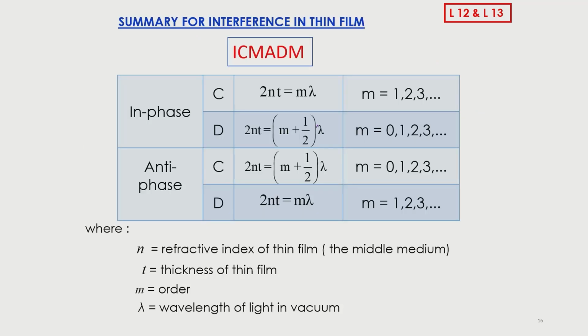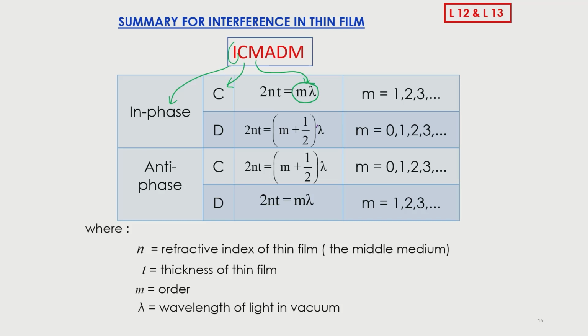Summary for interference in thin film. You can use IC MADAM. I is for in phase, C is for constructive, M is for m lambda. So constructive interference for in phase is 2nt equals m lambda. You can remember it by IC MADAM: I is in phase, C is constructive, M is m lambda.